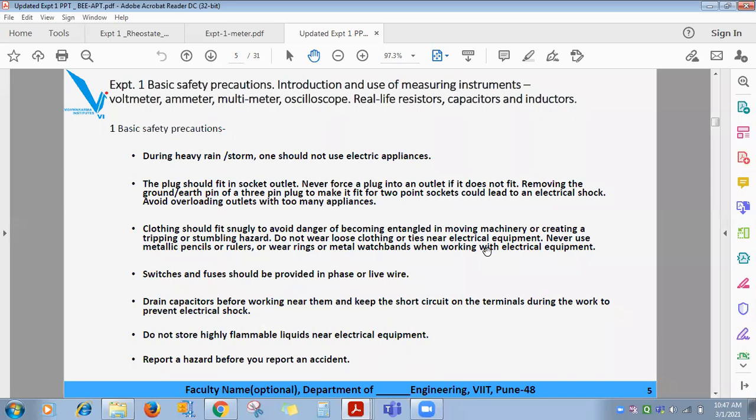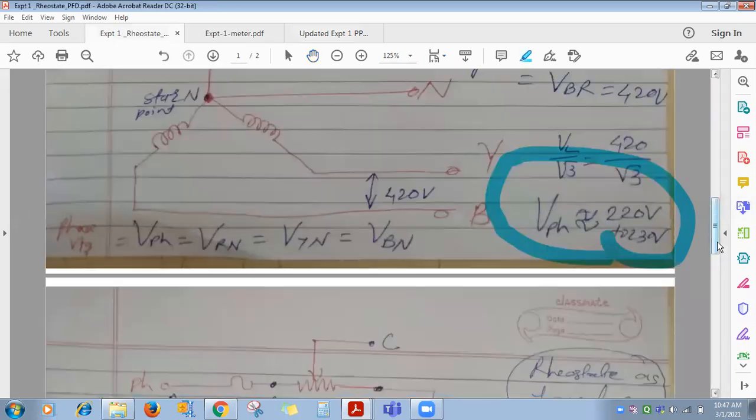Fuses and circuit breakers. Okay, what is their application? What do you mean by overload? See, whenever you switch on every tube light, fan, or any electrical equipment at your home, how does it get connected, in series or in parallel? Parallel. Very good. Okay.